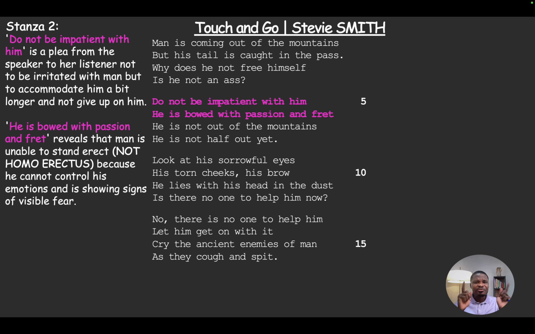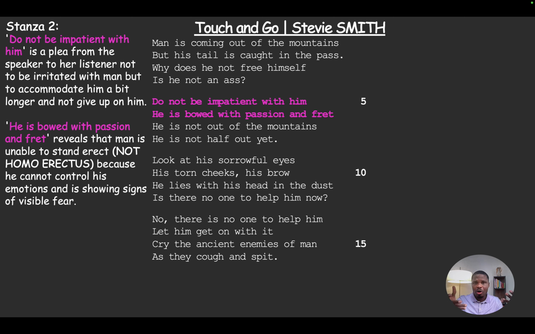Now, another voice appears to answer. It says, do not be impatient with him. So that's a plea from a speaker, which possibly is not the same speaker that is asking the question. I don't know, because in the poem, we're going to see a range of voices that speak. Now it says here that it's a plea to her listener not to be irritated. So don't be irritated by man, but try to accommodate him a bit longer.